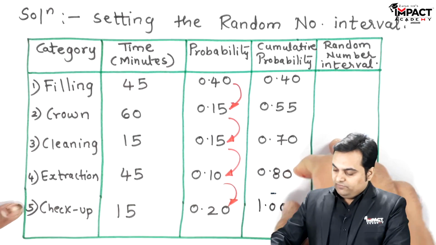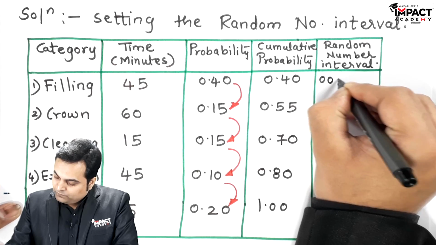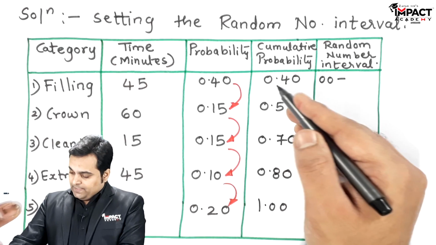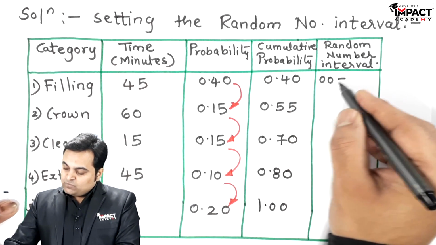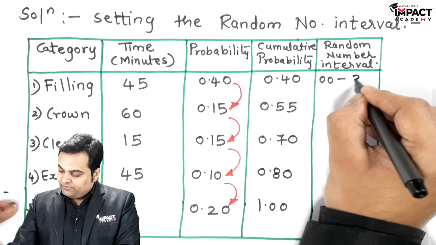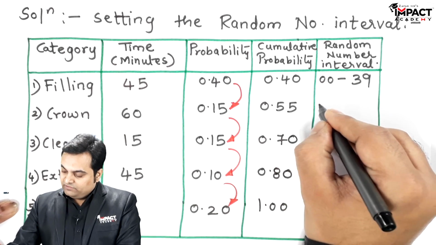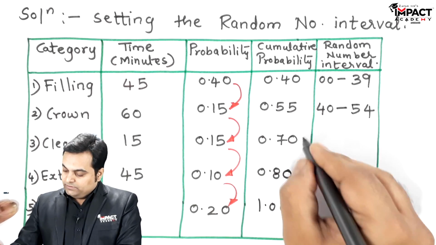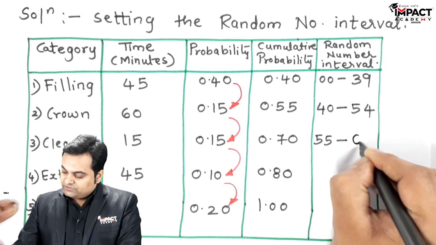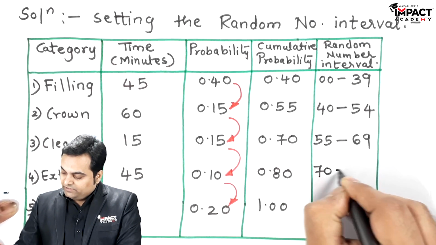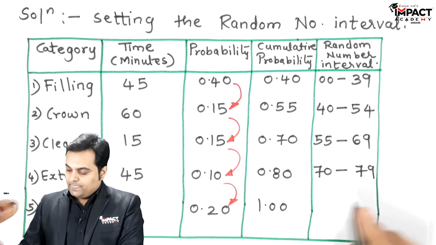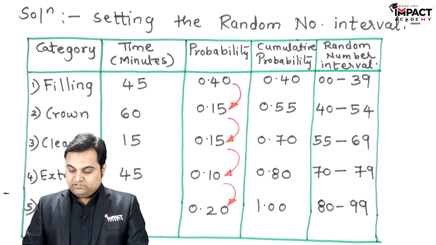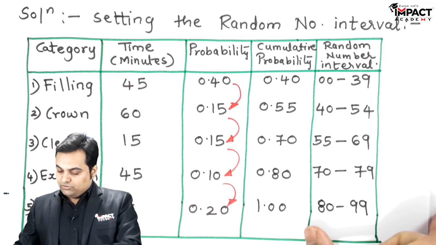Now the random number interval will start from 0 and go up to, since the cumulative probability is 0.40, that is 40%, one less than 40, so up to 39. The next interval will start from 40 and, as it is 55%, it will reach up to 54. Then starting from 55 it will go up to 69. Then starting with 70 it will go up to 79, and then from 80 up to 99. So these are the random number intervals. Now I'll simulate the problem based on these intervals.